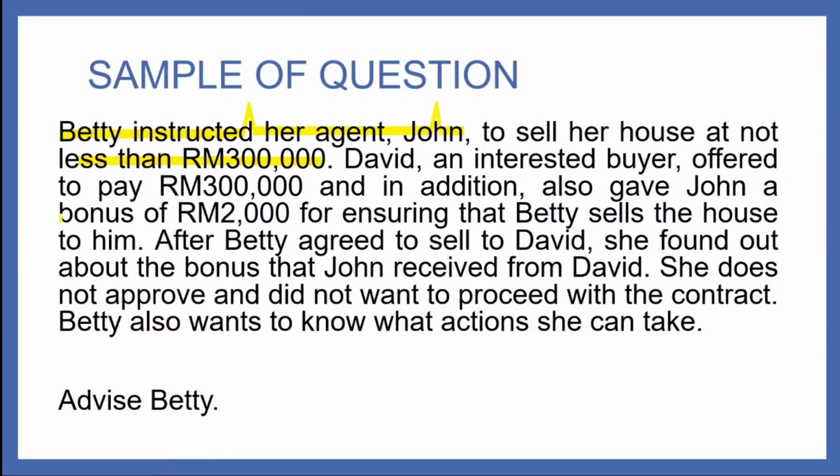But what is wrong here is that the buyer wanted to give a bonus of 2,000 ringgit to ensure that the principal sells the house to him. So this was not made known to the principal, and she did not approve. And she did not approve and does not want to proceed with the contract. Now, even though it says bonus, you should have in mind that this is not a bonus from the principal. It's coming from the third party. So this can be a form of a secret profit. All right. So moving on, how do you answer the question?